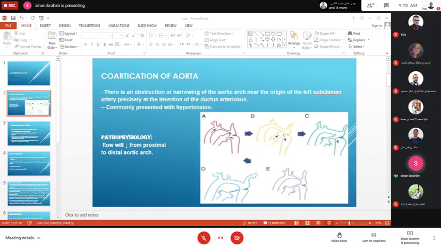What are the clinical features of a patient with coarctation of the aorta? This depends on the severity of obstruction and the patency of the ductus arteriosus. The more severe the obstruction, the earlier the presentation.